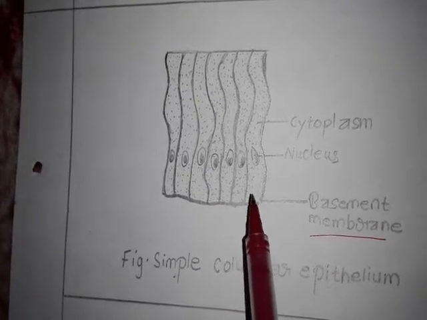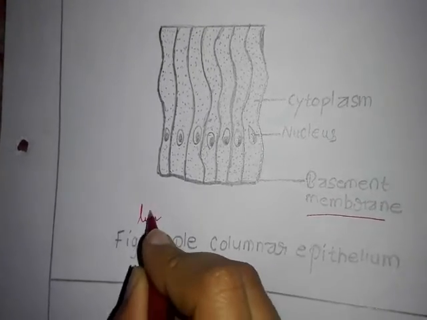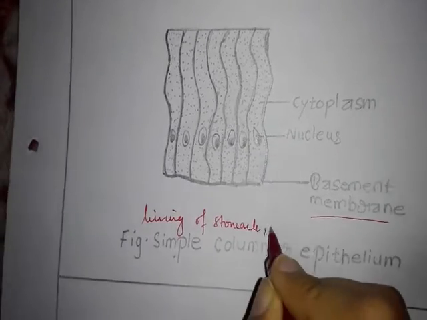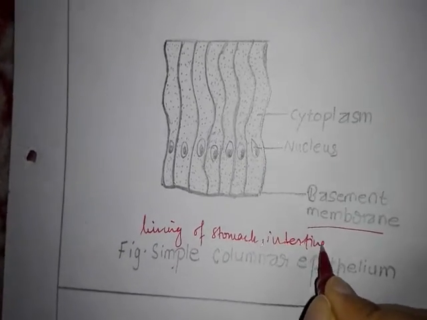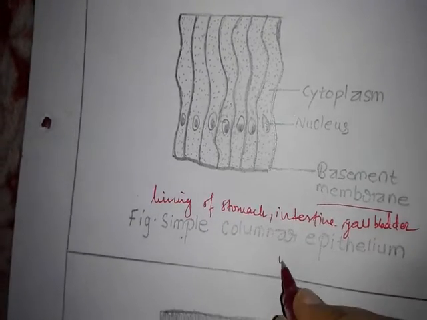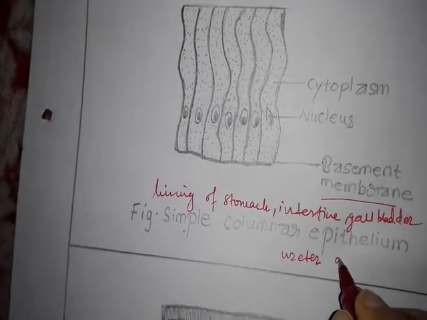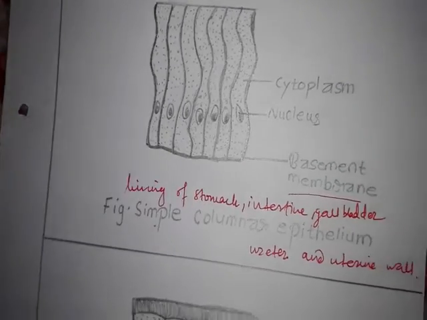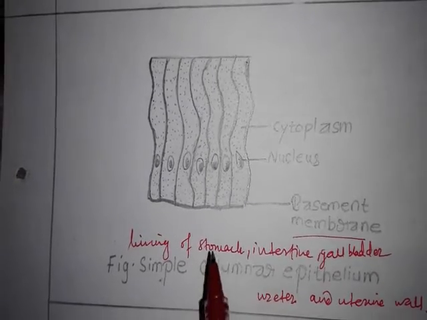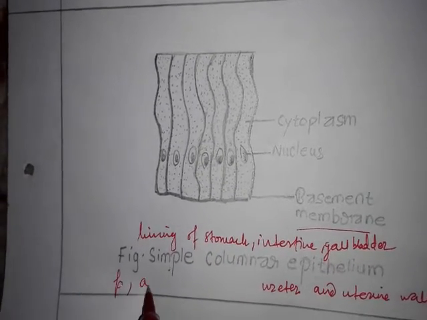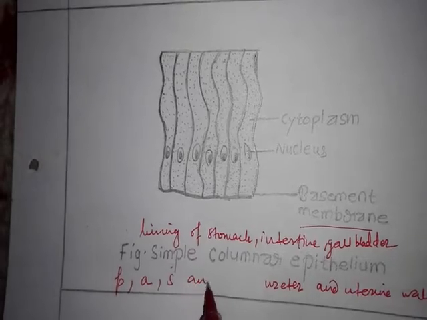Location: it forms the lining of stomach, intestine, gallbladder, ureter, and uterine wall. This tissue is involved in protection, absorption, secretion, and excretion.